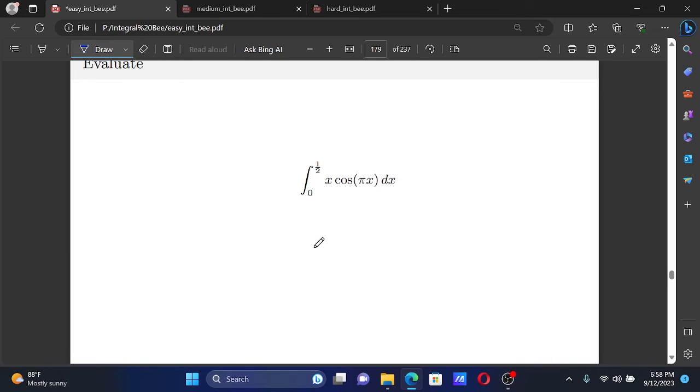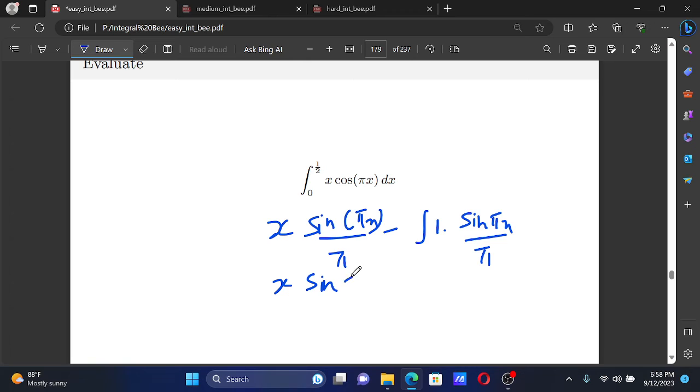For this one, you can just use integration by parts. x sine of pi x by pi minus integral of 1 times sine pi x by pi. Okay, and after that we have x sine pi x by pi, and then it will be minus 1 by pi. Again, its integral is minus cos pi x by pi.